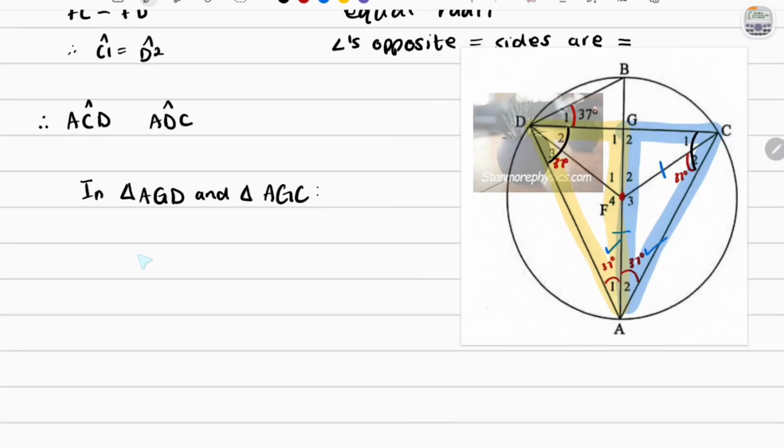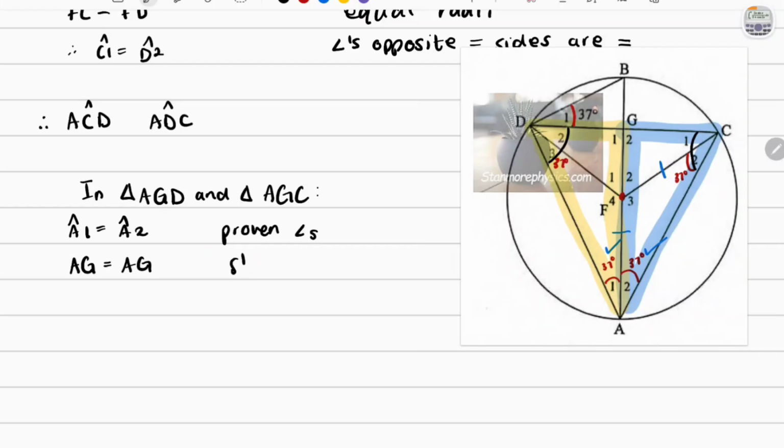First of all, the angles: angle A1 is equal to angle A2, and that's because those two have already been proven. We've already proven that they're equal. So proven angles. And then what else do we have? We have this line that is being shared between these two triangles. That is AG, so AG is equal to AG. That is a shared side. And then lastly, we have these two angles being equal now. So ACD is equal to ADC, and that is proven already.